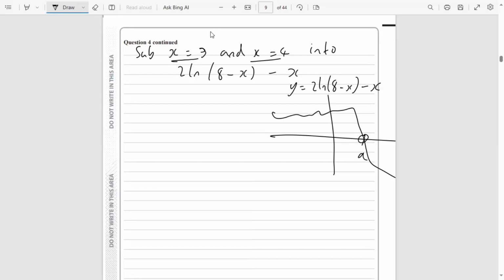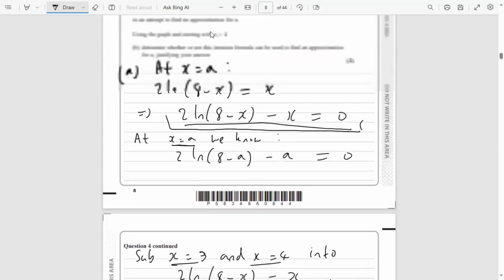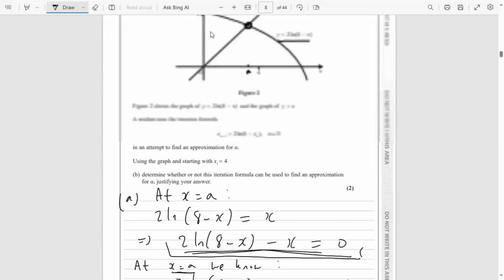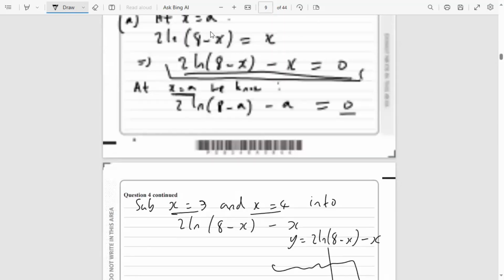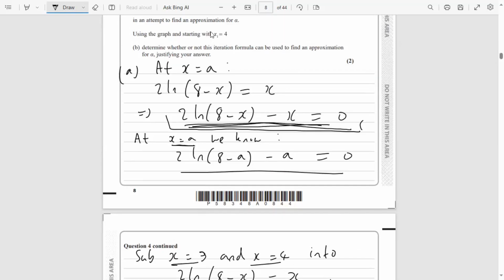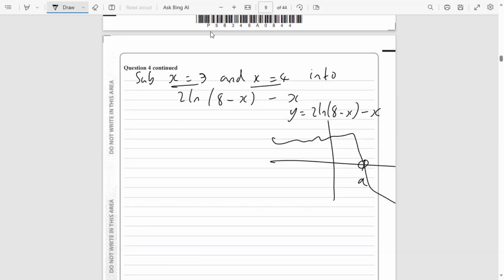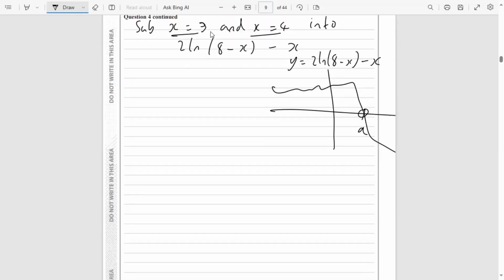We know that's our a because when we substitute a into this formula, we get 0, because x equals a is our root. It's our solution, our point of intersection. So we need to get 0 when we plug in a. That should be obvious, hopefully. So when we plug in the number 3, we see that we get a positive number. When we substitute x equals 3 into this formula, the graph's telling us we get a positive number.